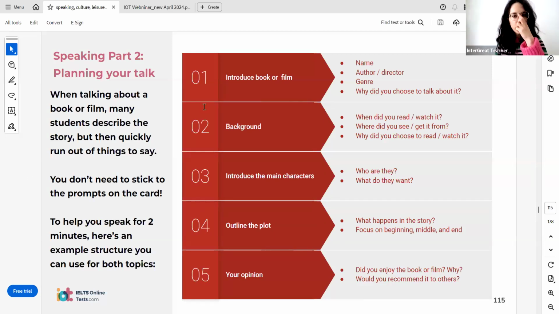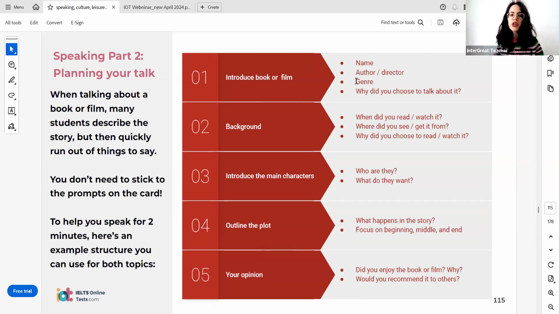So, for example, you can introduce the book or film. How? By giving information about the name, author, genre, and why you chose to talk about this book. This could be your introduction. Then give some background information. So when did you read it or when did you watch it? Where did you see or get it from? Why did you choose to read or watch this? This would be your second step.